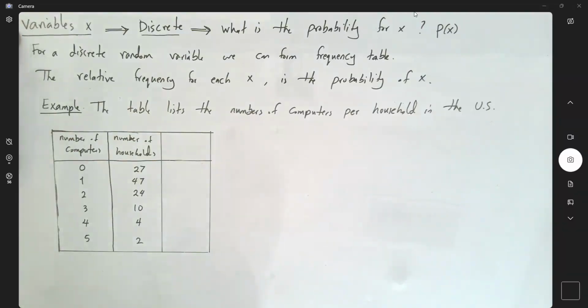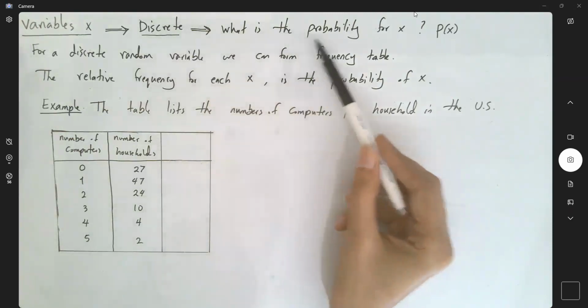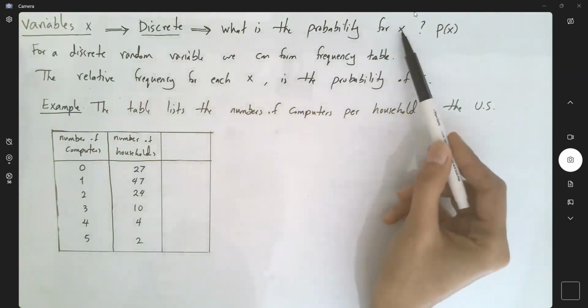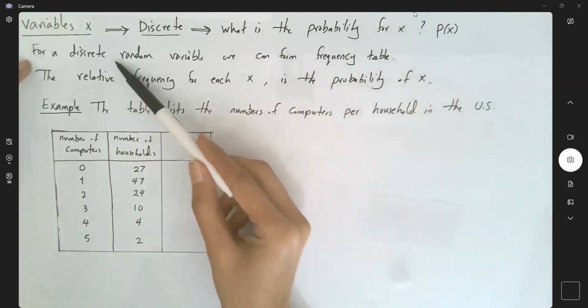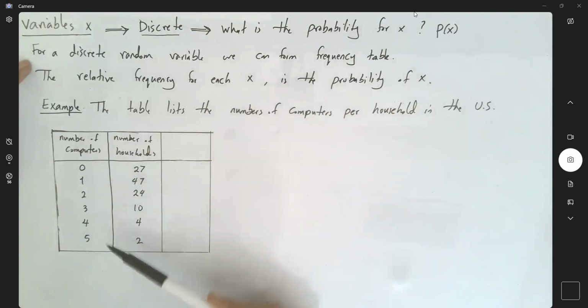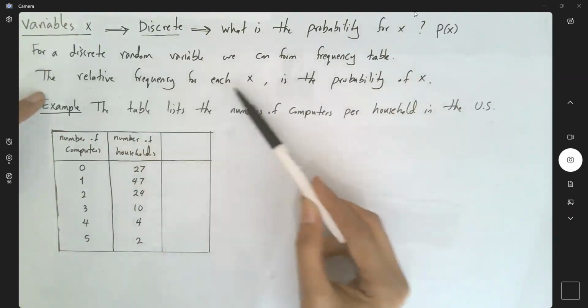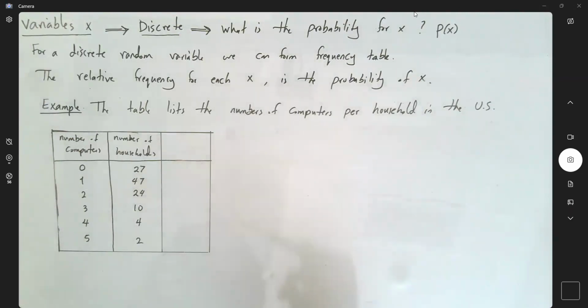We learned about variables in statistics. If you have a discrete random variable, you can find the probability of each variable, which is denoted by P of X. Especially for a discrete random variable, we can form a frequency table, and the relative frequency for each X is the probability of that X. Let's take a look at this example.